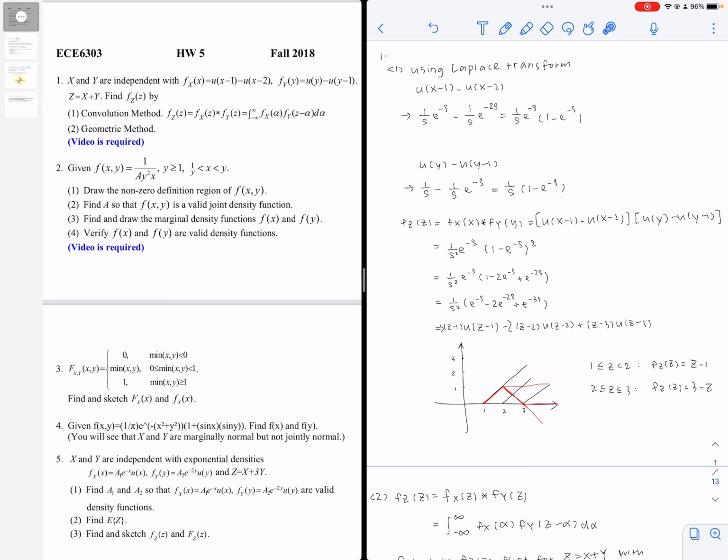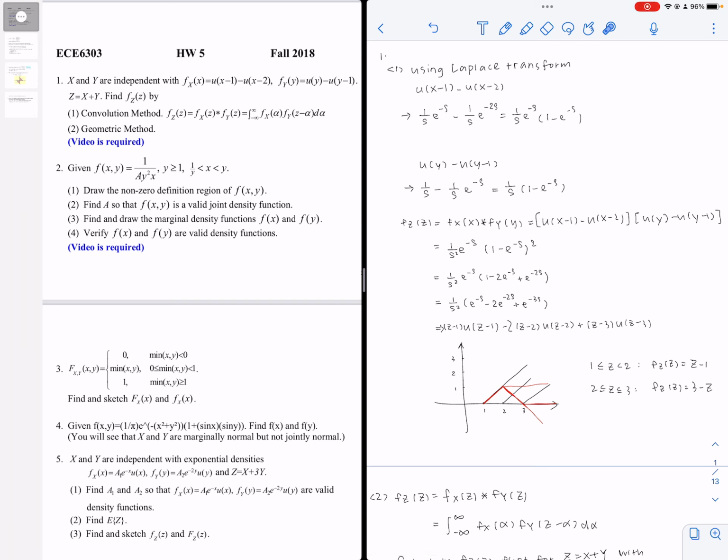And firstly, we're asked to use the convolution method, which is also to say to use Laplace transform. And here we can just convert this density function using the transform to get this result.